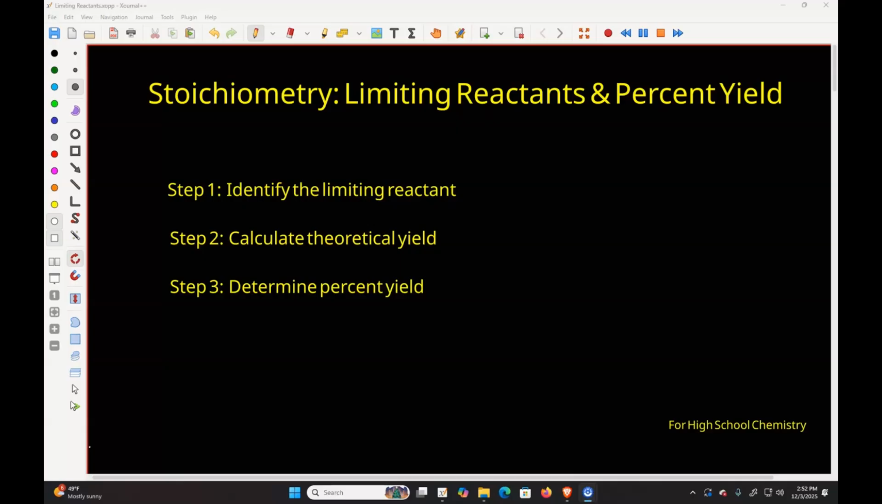Then we'll connect that idea to percent yield, where we'll compare what should happen on paper to what actually happens in the lab. By the end of this lesson, you'll know how to identify the limiting reactant, calculate theoretical yield, and determine percent yield for any reaction you're given. Let's get started.